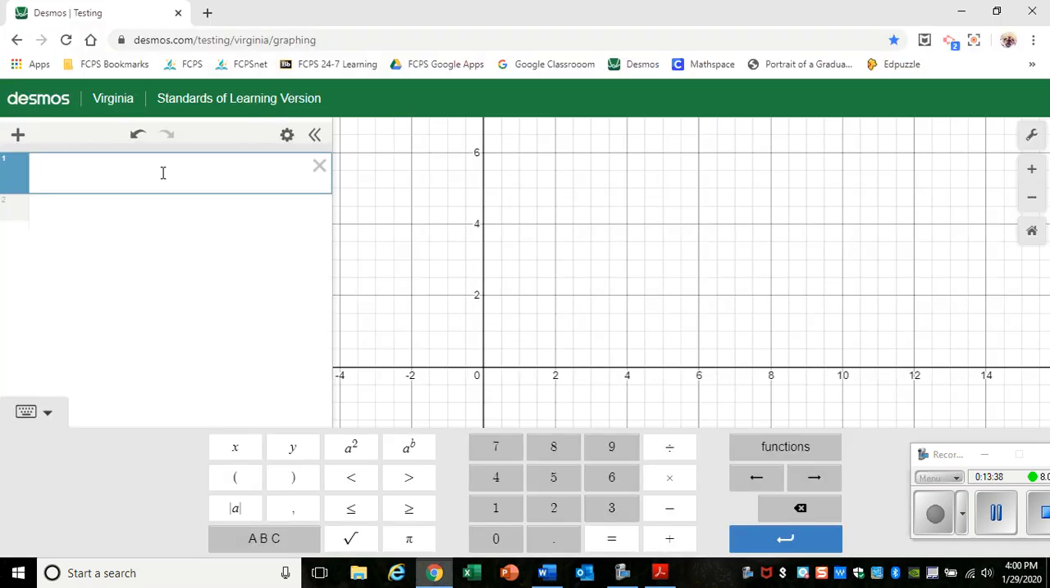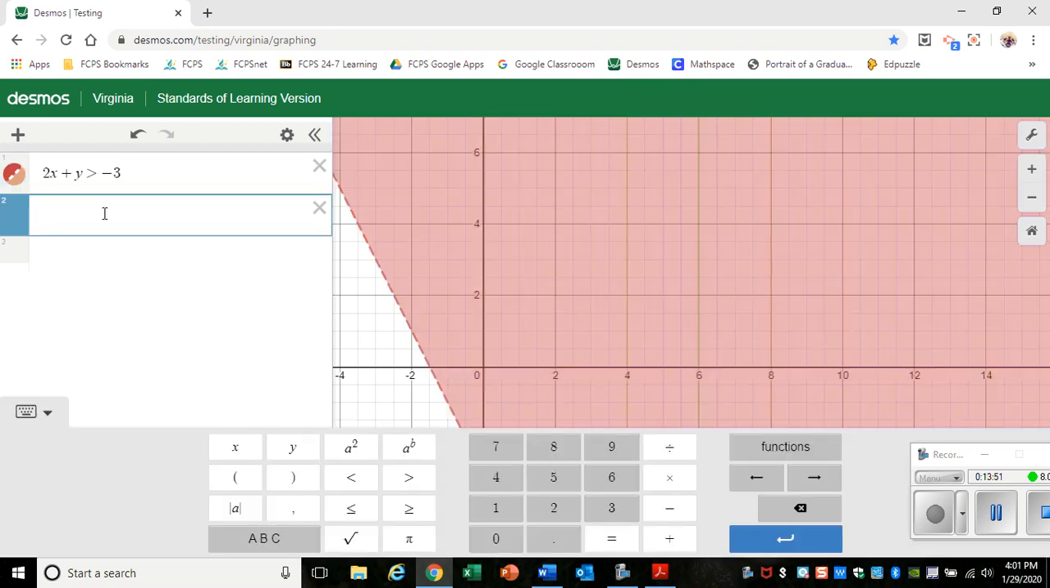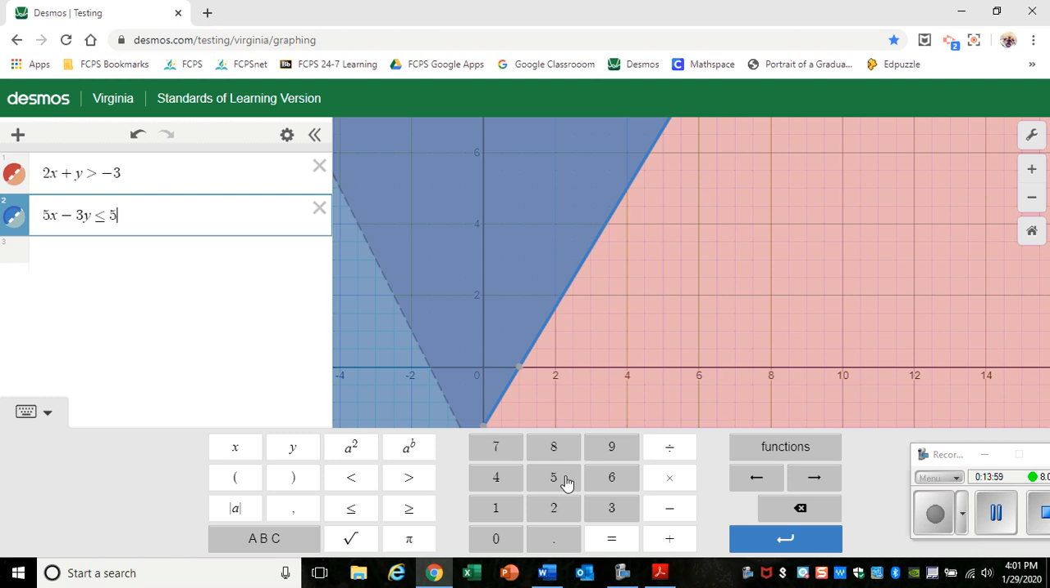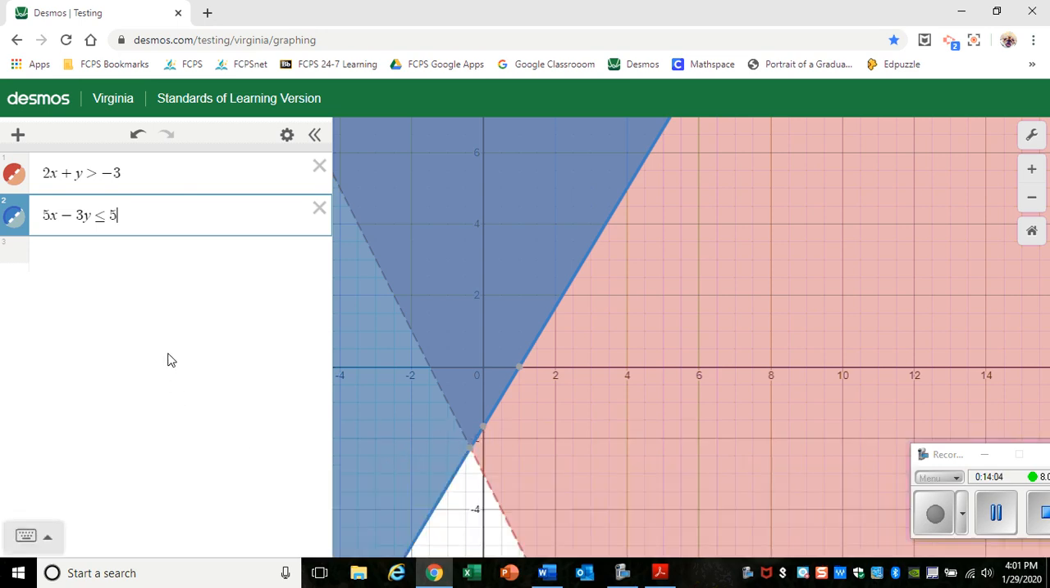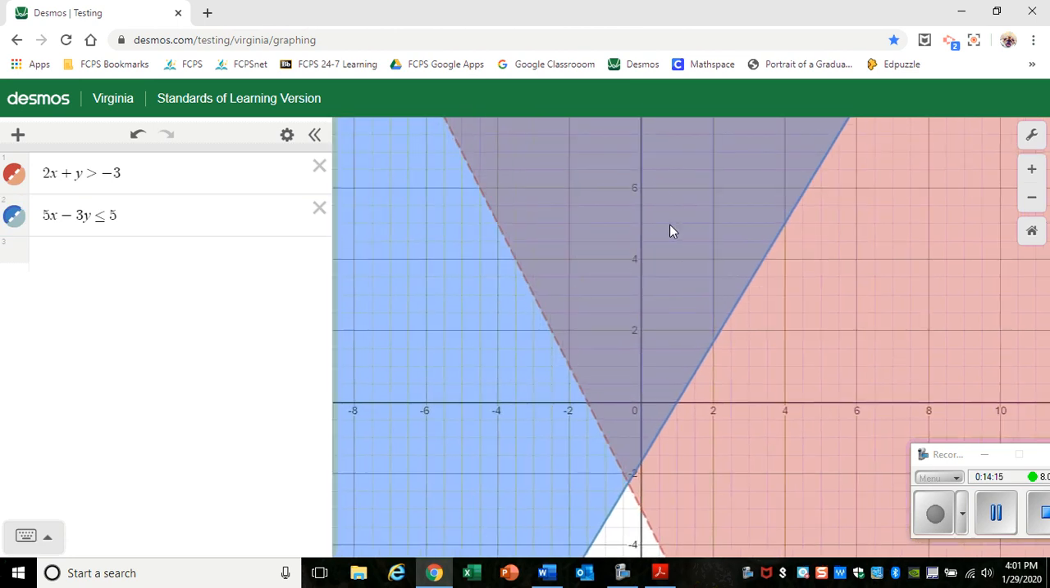We're going to type 2x plus y is greater than -3. And then we're gonna type 5x minus 3y is less than or equal to 5. So what we're going to do is we're going to see where is the overlap section? Right here, right? So this is the red, this is the blue, this is the overlap, right? This dark blue or purple section right here.